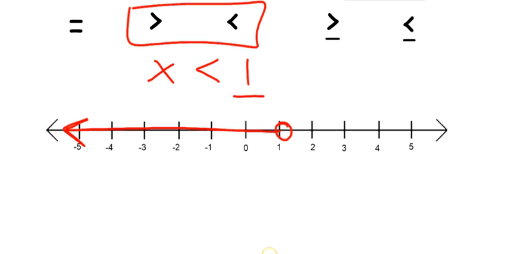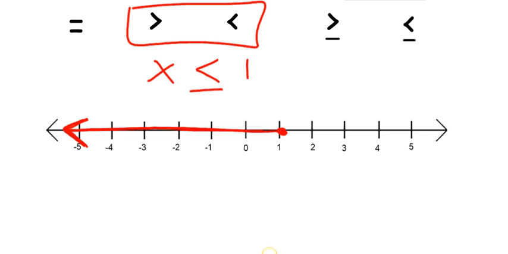Pretty simple, right? Okay, well, what happens if I put this little line in here? Make it x is less than or equal to 1. If it's equal to 1, then we have to have a solid dot. But then, in essence, our line continues in that fashion.